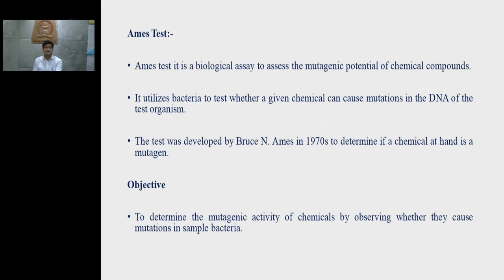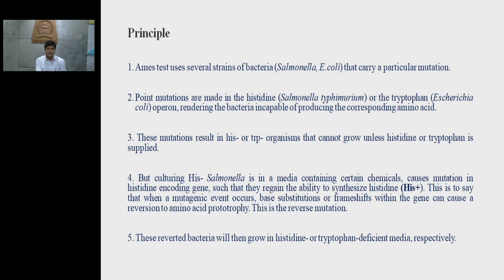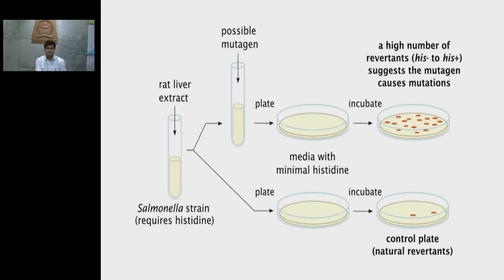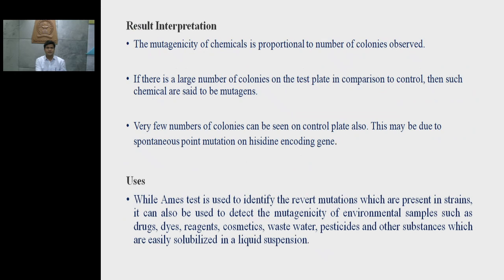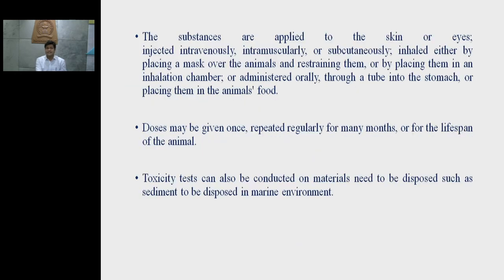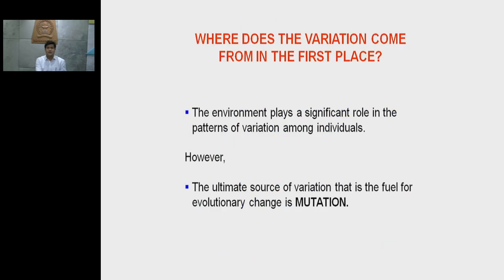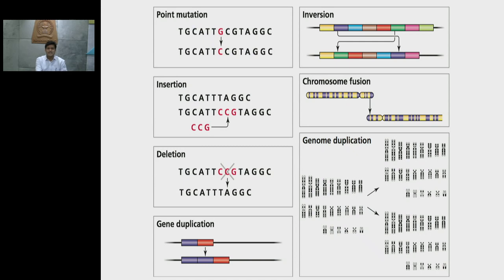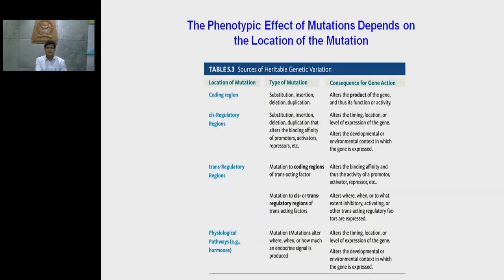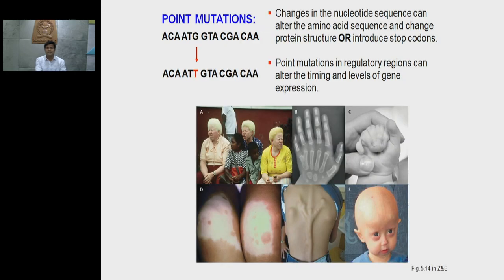Nonsense mutation. These are the tests to know what the mutations are and what the mutagenic potential of the compound is, with the use of the Ames test. Toxicity testing we can also use here. Role of mutation: where does the variation come from in the first place? We can also know this part here. These are the point mutation, reversion, insertion, deletion, and gene duplication. These are the phenotypic effects of point mutation. We can see this very clearly.